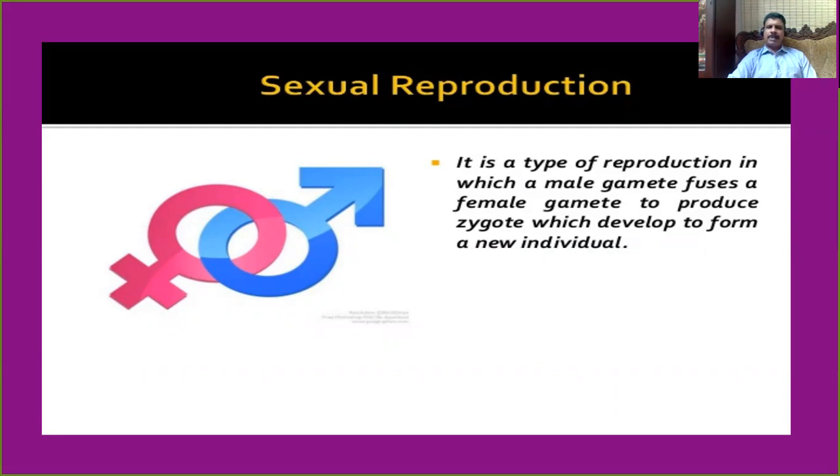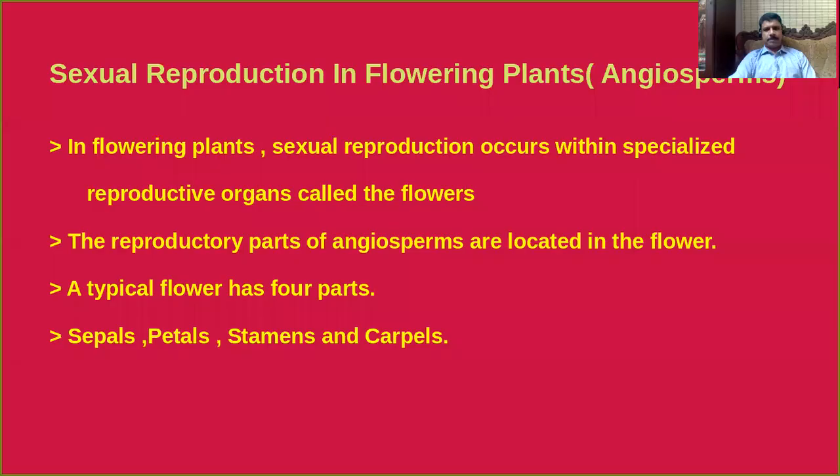Do you know what is the meaning of sexual reproduction? Yes, it's a type of reproduction in which a male gamete fuses with a female gamete to produce zygotes. The zygote develops to form a new individual. This type of reproduction we can collectively call sexual reproduction. Today I am going to talk about sexual reproduction in flowering plants.